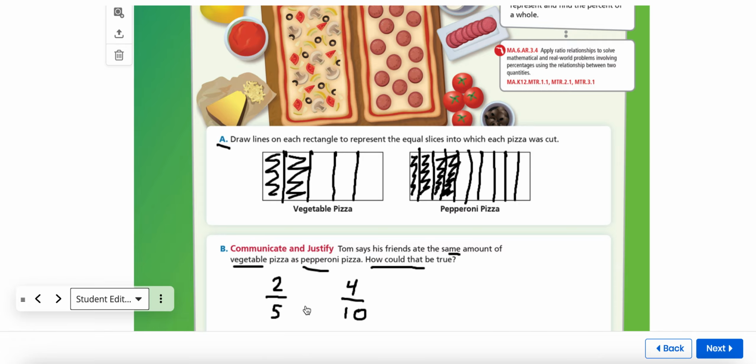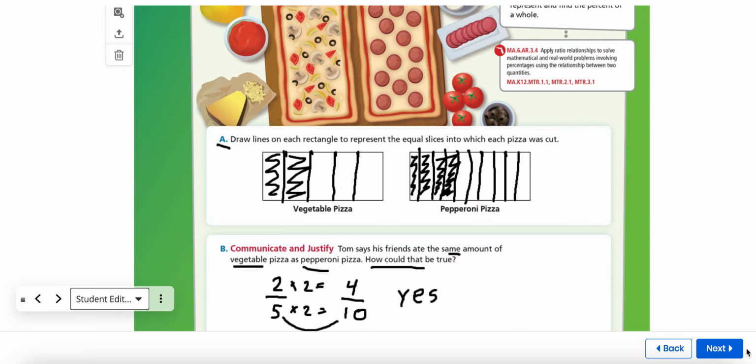You can check just the way you do in ratios. How do you go from 5 to 10? Oh, you multiply by 2. So 5 times 2 equals 10. Is this the same when you multiply 2 times 2? Would that give you 4? Yes, it would. So therefore, yes, these are equivalent fractions. So the answer is yes. They ate the same amount of pizza because 2 over 5 and 4 over 10 are equivalent fractions.